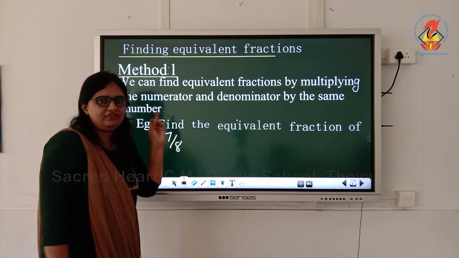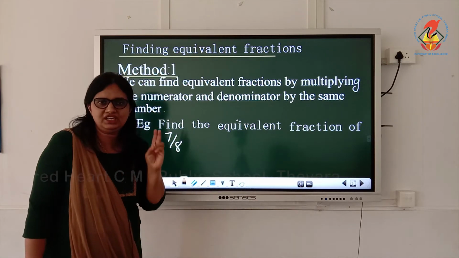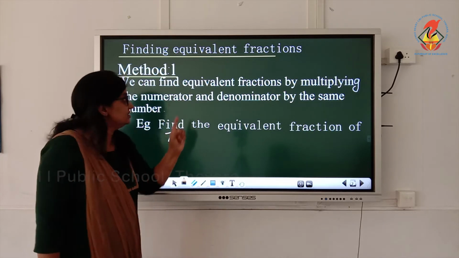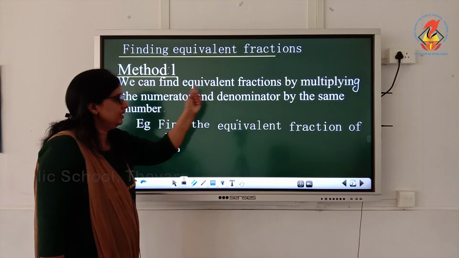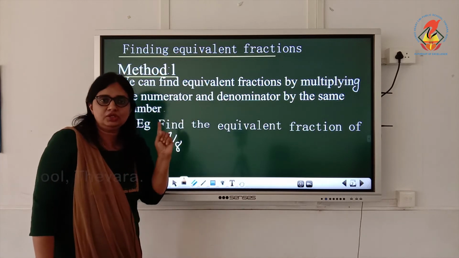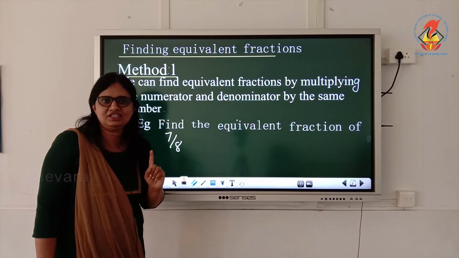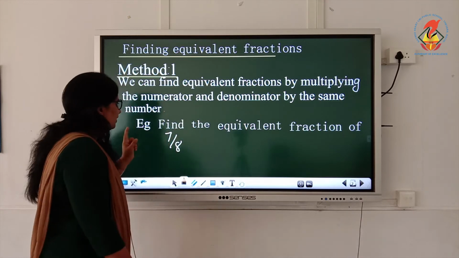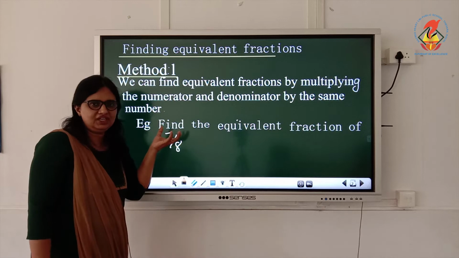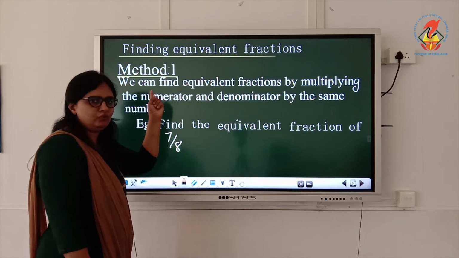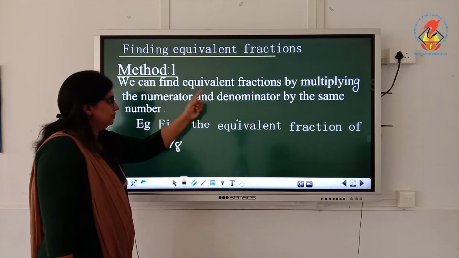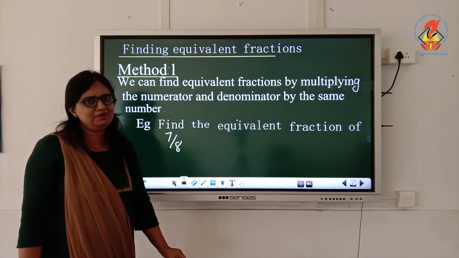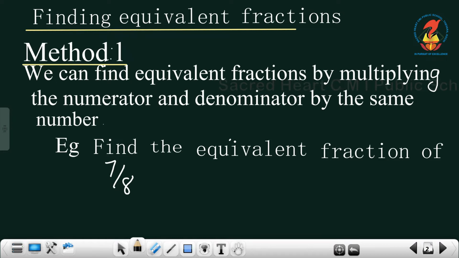Okay, and here we have two methods for finding equivalent fractions. What are they? The first method is we can find equivalent fractions by multiplying the numerator and denominator by the same number. First we need to discuss method 1, that is multiplying the numerator and denominator by the same number. Okay, I will show you.